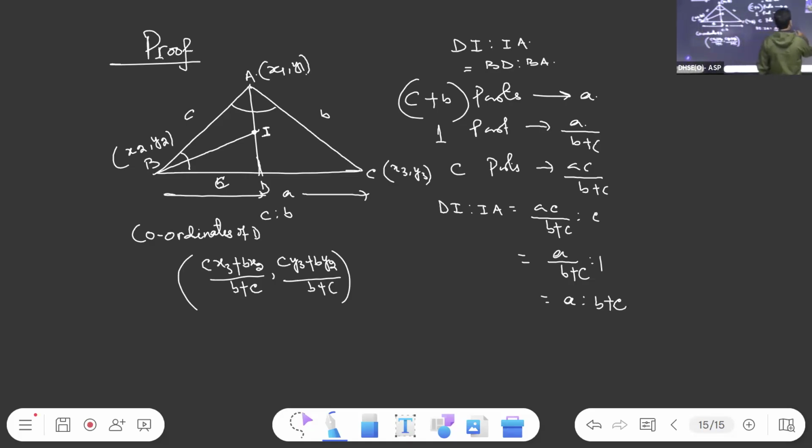Point I divides DA. This is the D point, this is the A point, and this is I. I divides DA in the ratio A is to B plus C. Coordinates of A are x1, y1. And what are the coordinates of D? Coordinates of D are (C x3 plus B x2) by B plus C, (C y3 plus B y2) by B plus C.